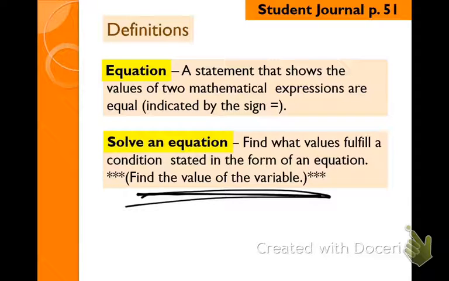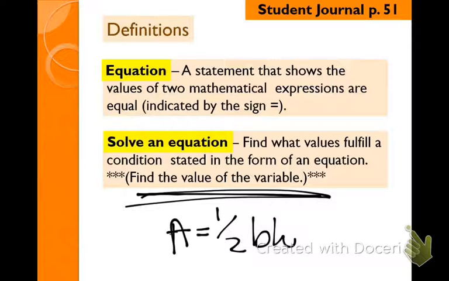Last one is a formula. So name a formula we've already done before. There's the midpoint formula. What else? Distance. The distance formula. We've done an area formula, right? Name an area formula. Sure.